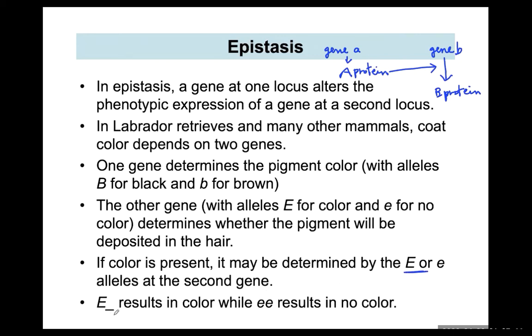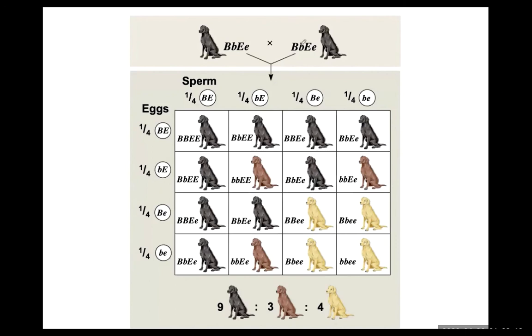So large E allele, or large E, small e allele, these two genotypes result in color. Both have black color because they carry large B allele. But they also are heterozygous for the E gene. When this Labrador is crossed, you set up a Punnett square, and then you will see the pattern and pull out these 16 genotypes in the next generation.